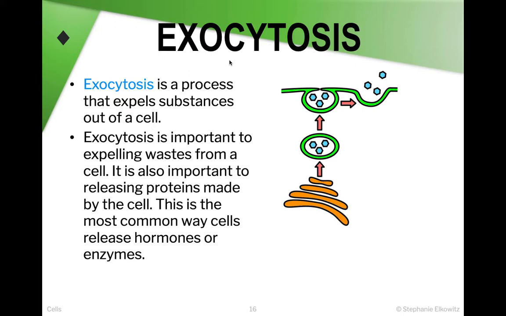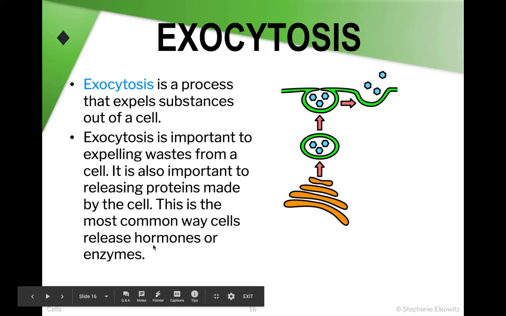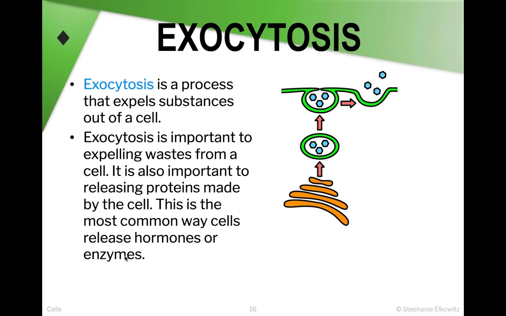Exocytosis, so think about exit. Okay, it's a process that expels or gets out things from the cell. Okay, it's an important way to get rid of waste from the cell. It's also important to release proteins made by the cell. This is the most common way cells release hormones or enzymes. So remember, enzymes help chemical reactions happen faster within cells and in your body.